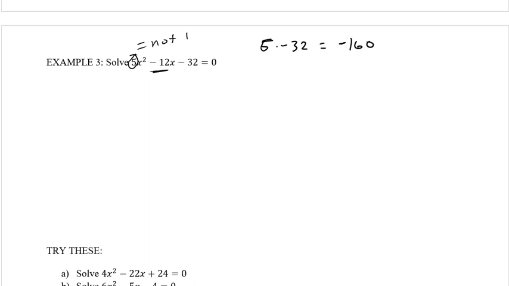So we need to find things that are closer together that also multiply to be negative 160. So obviously 10 goes in. So I would have 10 times negative 16, but those are not going to add to negative 12. They need to be farther apart than that.